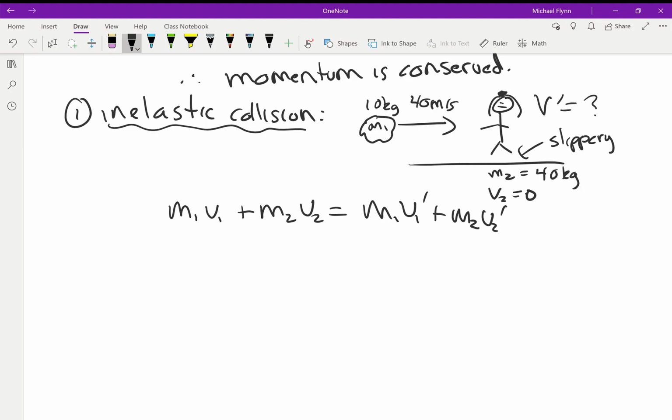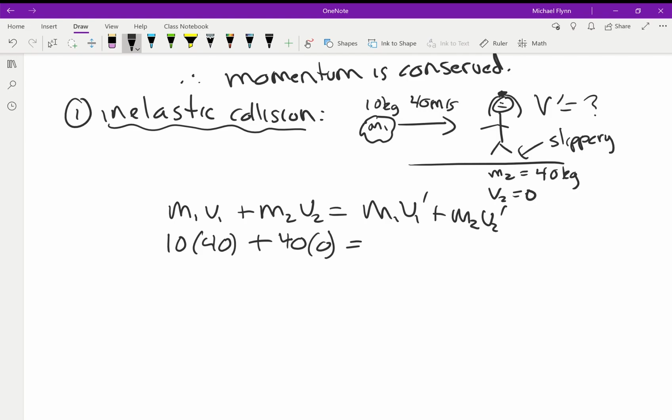All right, so here m1 is 10, v1 is 40, plus 40 kilograms times 0. She's not moving at first, right?